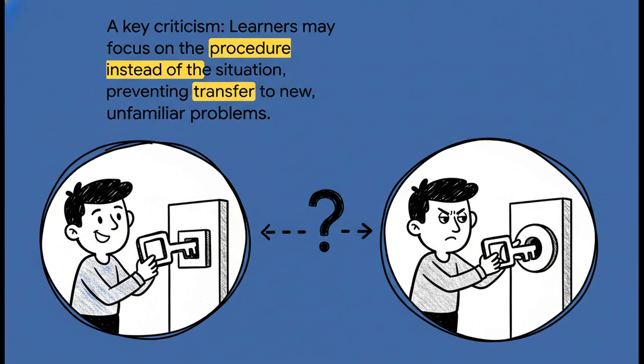So here's the flip side, the main criticism you'll hear. It's possible for students to get really, really good at following a procedure without actually understanding the bigger picture. They might ace the test on a specific type of math problem, but then get totally stuck when they see a new problem that requires the same skill, but looks a little different. That's the challenge of transferring knowledge.